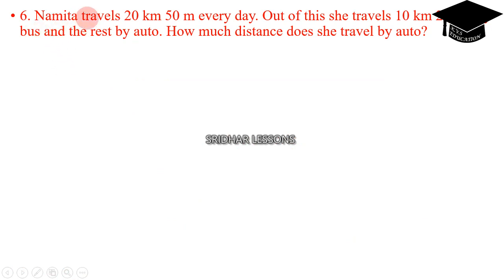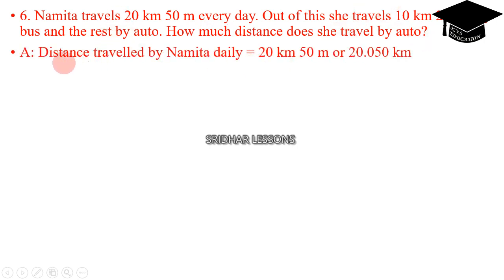Question number 6. Namita travels 20 kilometers 50 meters every day. Out of this, she travels 10 kilometers 200 meters by bus and rest by auto. How much distance does she travel by auto? We will see. The distance traveled by Namita daily is equal to 20 kilometers 50 meters, or if we convert this into kilometers, it is 20.050 kilometers. Students, you know how to convert the meters into kilometers.